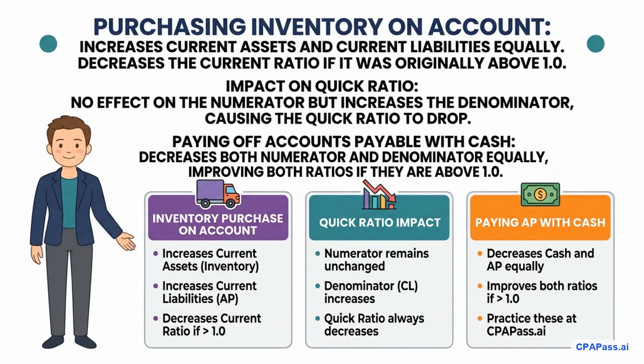Now, what about the quick ratio? The same purchase has zero effect on the quick ratio's numerator because inventory is excluded. However, it increases current liabilities in the denominator, causing the quick ratio to drop.